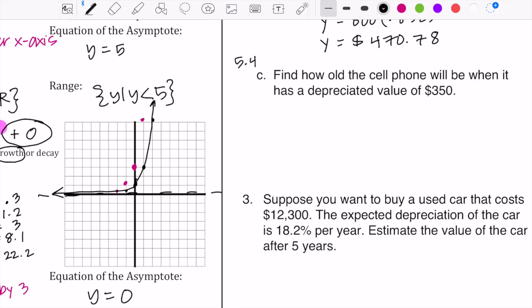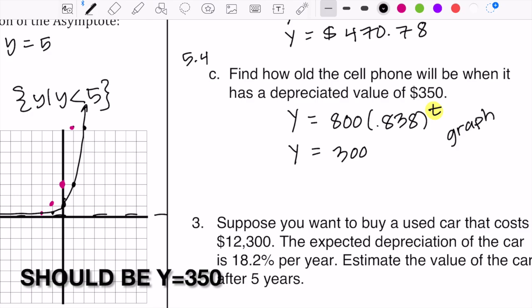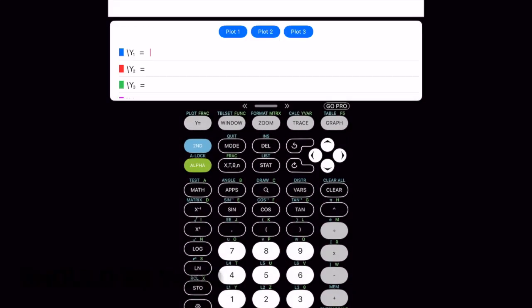It says find how old the cell phone will be when it has a depreciated value of $350. So in this one, where we have this as our starting equation, we're looking for t now. Change this to y equals 350, like that. So this is a calculator problem. This is the graphing calculator that we learned the other day. So you're going to go into your graphing calculator, and you are going to type in these equations.